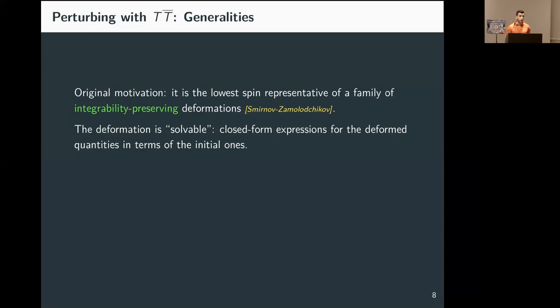TT-bar, moreover, is singled out as special in some sense because it is solvable, by which I mean that we can write down the flow equations, solve them in closed form, and find explicit expressions for the deformed quantities as functions of the original initial quantities. And this is true for the Lagrangian, for the energy levels, for the S matrices, and for partition functions on compact spaces such as the tori.